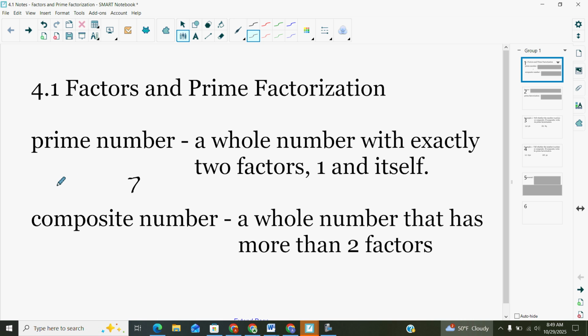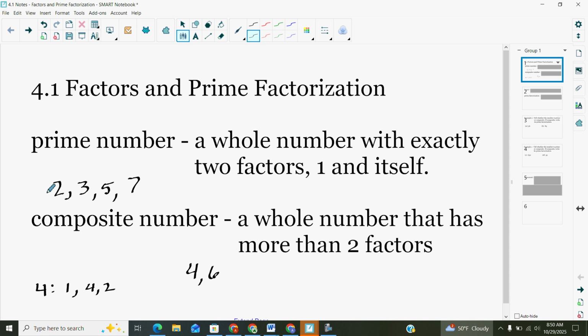Another example would be 2. 2 times 1. 1 and itself. 3 is prime. 3 times 1. Only thing that multiplies to 3. 4. Well, 2 times 2 is 4. So if I'm listing out the factors of 4, well, 1 times 4 and 2 times 2. So there are more than two factors, so 4 is a composite number. 5 is prime. 6, 2 times 3, is composite.